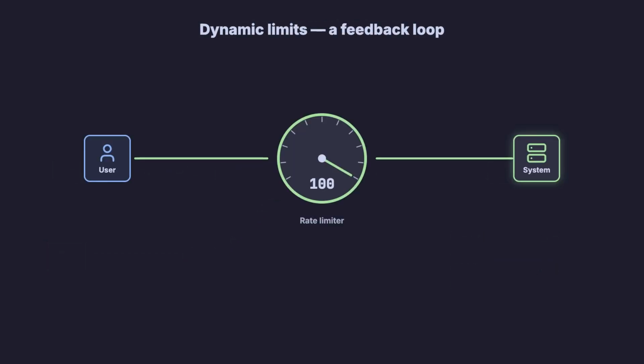For an even smarter system, you can make the limits dynamic. If a user consistently triggers 429s, you might temporarily lower their rate limit to further protect the system, then restore it once their behavior normalizes. This adds a feedback loop that tames aggressive clients without manual intervention.